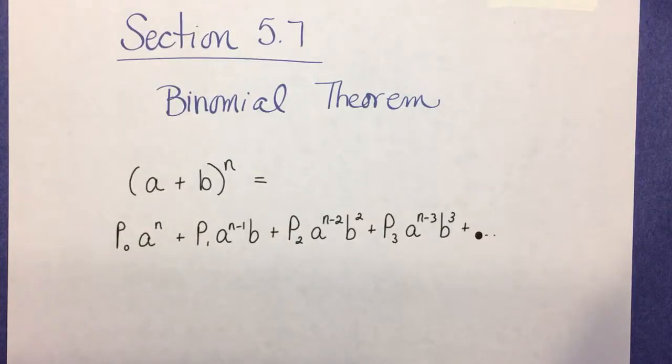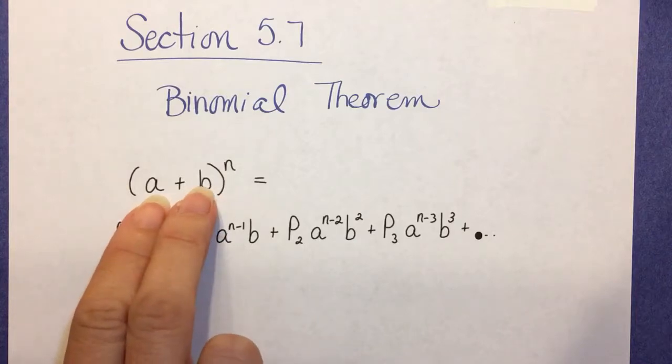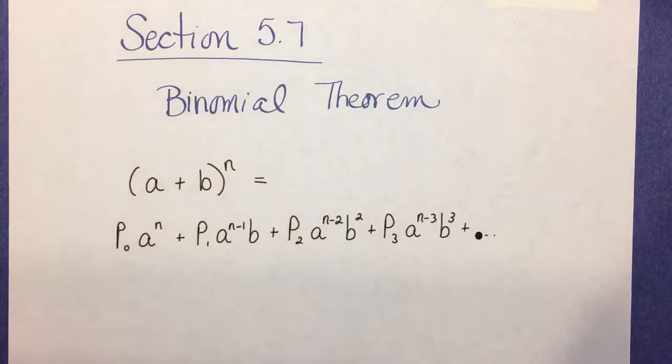All right, in section 5.7, we're going to learn what's referred to as the binomial theorem. And when you have a binomial, of course, binomial means you have two terms. So if you have the addition or subtraction of two terms to a power, then what we're going to do is learn how to expand that.